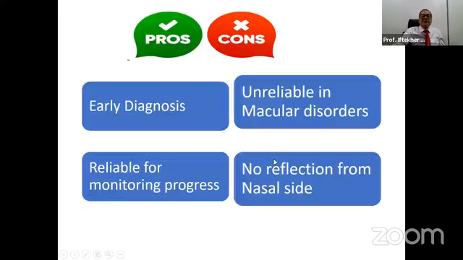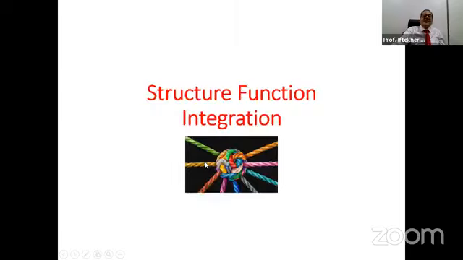Now the pros and cons of the ganglionic cell analysis. The advantage, the pro, is that we can diagnose early by the ganglionic cell analysis, and it is reliable for monitoring glaucoma. But the con is when there is a macular disorder, the data is non-reliable, and it has no reflection of data from the nasal side.